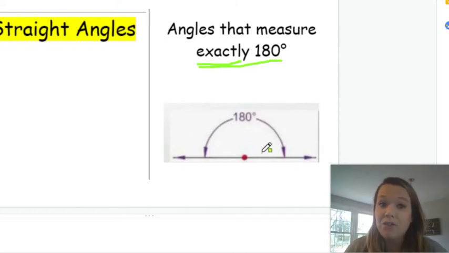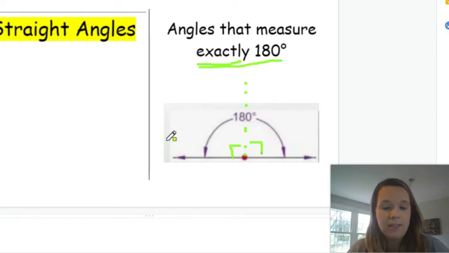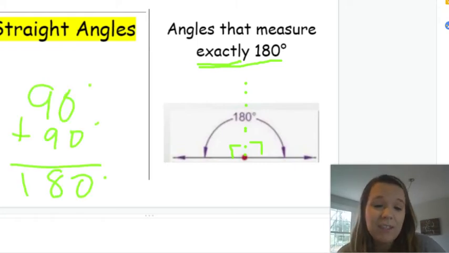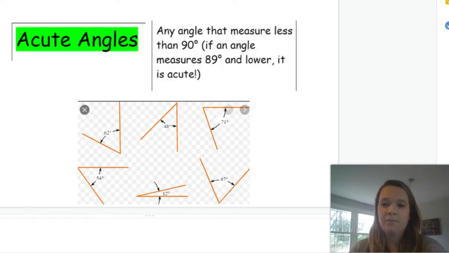And a fun fact about straight angles is if you were to put another ray in between them, you would have two right angles that formed. And each right angle is 90 degrees. And when you add 90 degrees and 90 degrees together, you get 180 degrees. So a straight angle also has a half turn, which is two right angles. So that's a fun fact too. But again, straight angles, exactly 180 degrees.